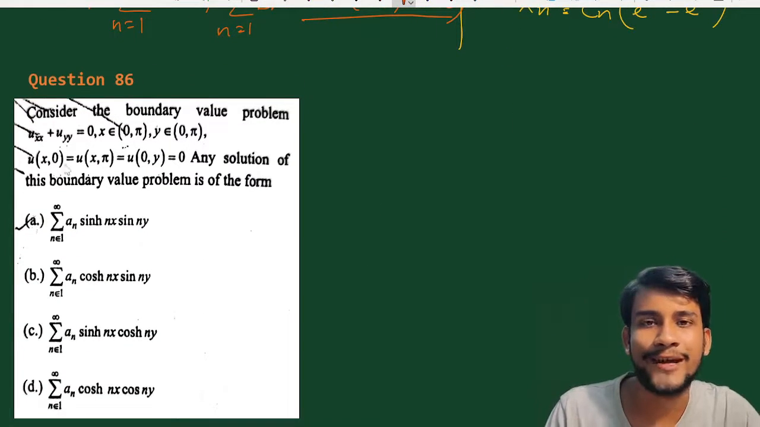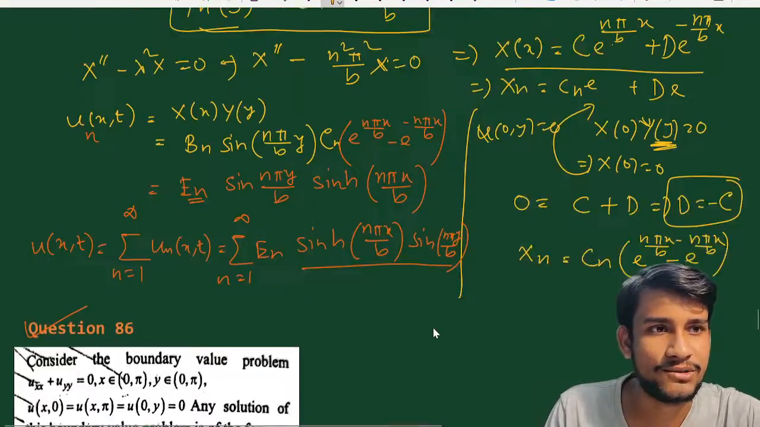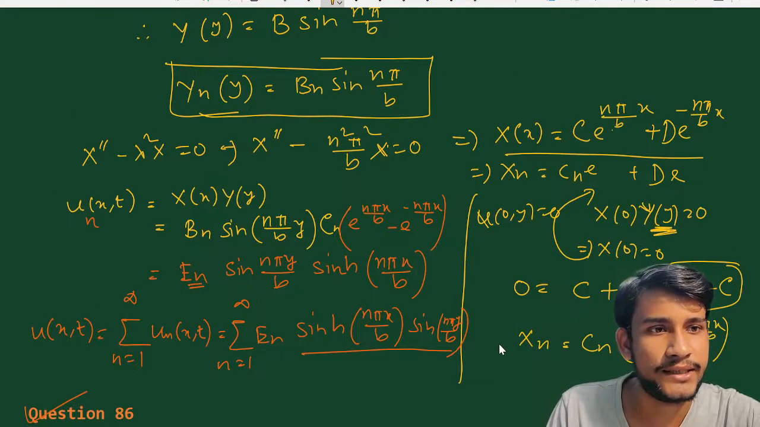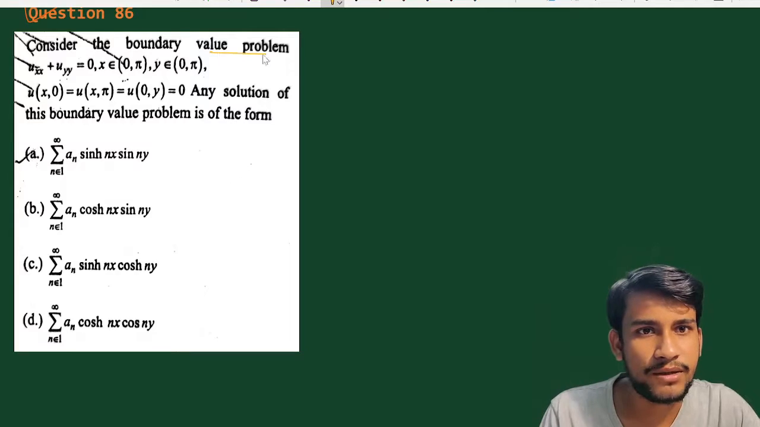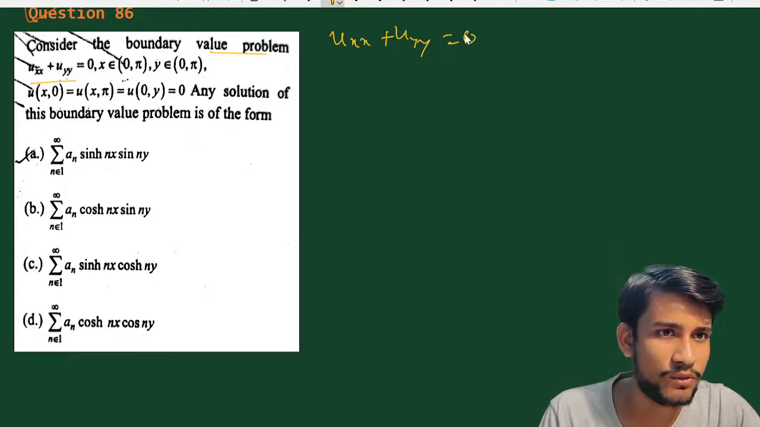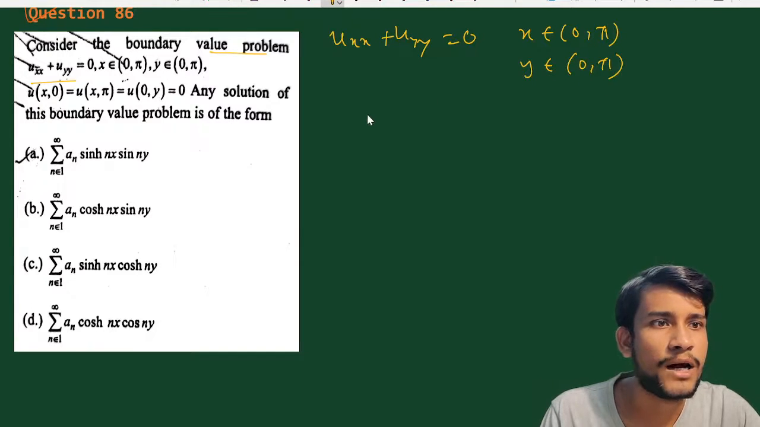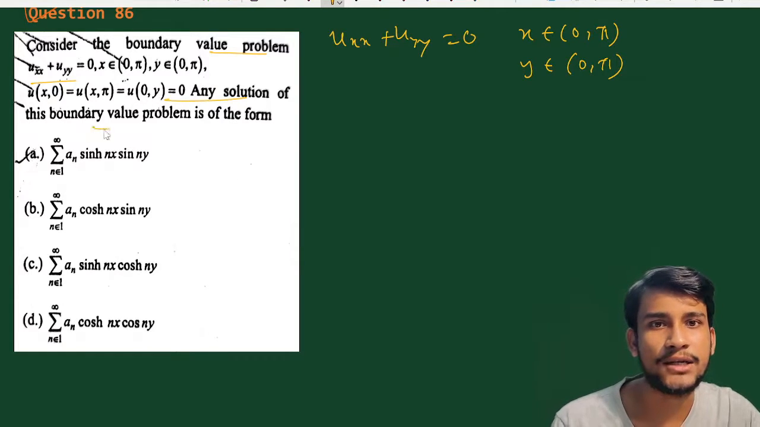नाउ ये जो प्रॉब्लम 86 है ये इसके अकॉर्डिंग ही मैं लिया हूँ. ठीक है, तो यहाँ पर देखो जो क्वेश्चन है, यहाँ पर जो कैलकुलेशन है ये एक बार देख सकते हो आप लोग. जो 86 जो क्वेश्चन है देखो, द कंडीशन ऑफ द बाउंड्री वैल्यू प्रॉब्लम: u xx plus u yy equal to 0, x belongs to 0 pi and y also belongs to 0 pi. ठीक, तो u x0 equal to u x pi equal to u y0 equal to 0. Any solution of this boundary value problem?